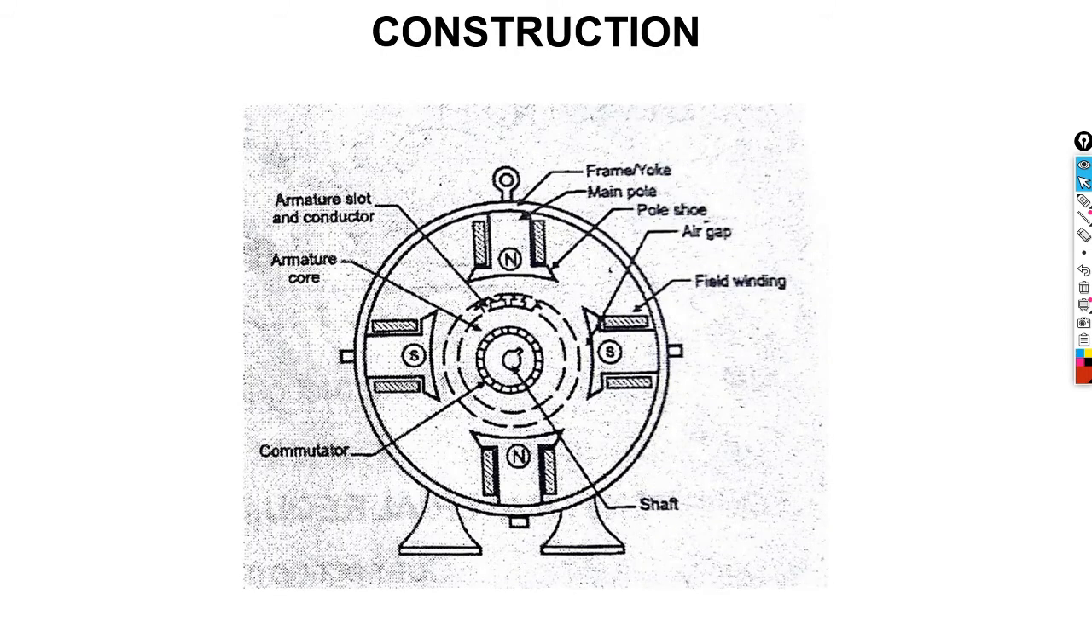And therefore we're going to look at the construction. In the construction, we have our main frame, the main pole, the pole shoes, the air gap, the field winding, the shaft, the commutator, the armature core, and the armature slot. We're going to have a look at each component or part of our DC machine to understand the purpose of each component.